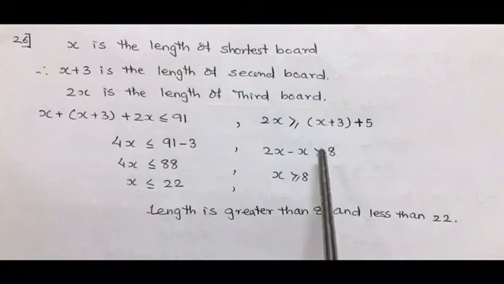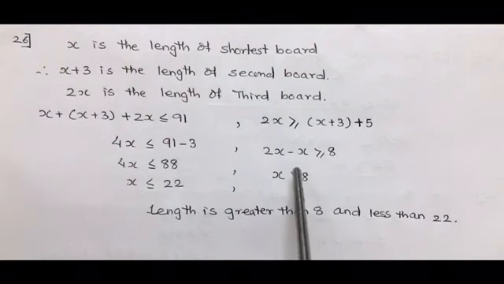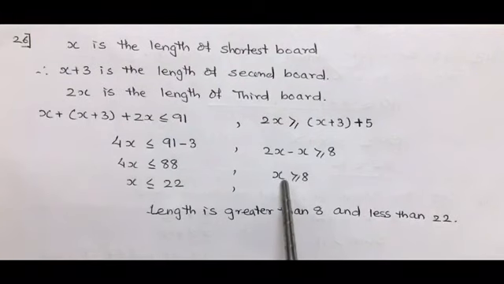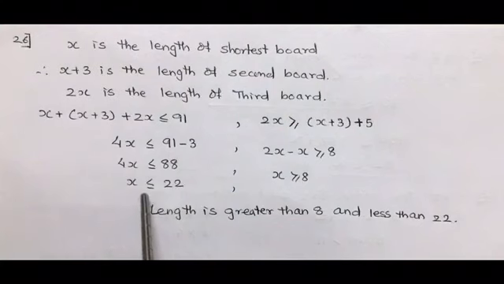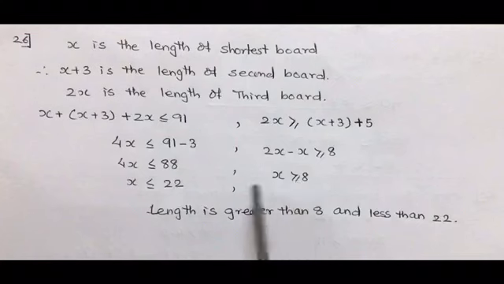Calculating it, we get x is greater than or equal to 8. So the length of the shortest side should lie between 8 and 22. It should be greater than or equal to 8, but less than or equal to 22. So we take it up like this: length is greater than or equal to 8 and less than or equal to 22. So this is how the shortest side is calculated.